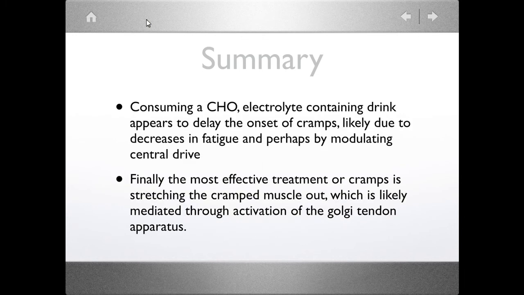And that's what we see here. Consuming a carbohydrate electrolyte-containing drink appears to delay the onset of cramps, likely due to decrease in fatigue and perhaps by modulating central drive. Finally, the most effective treatment for cramps is stretching the cramped muscle out, which is likely mediated through activation of the Golgi tendon apparatus.